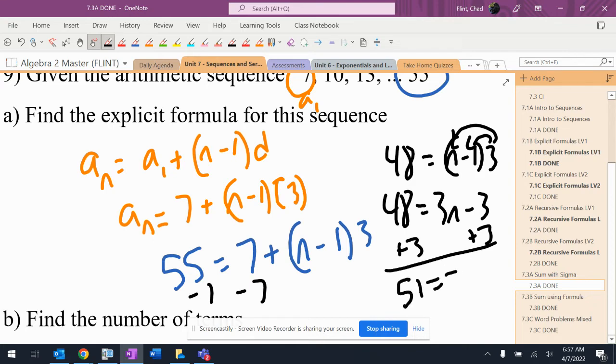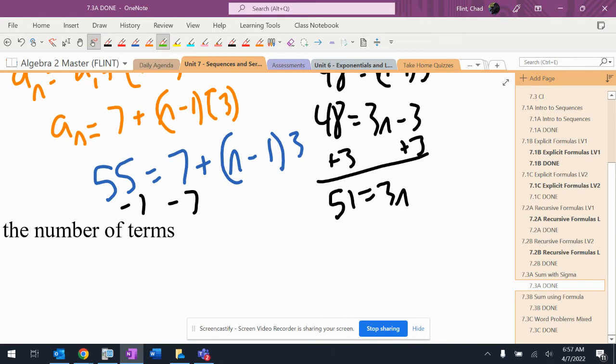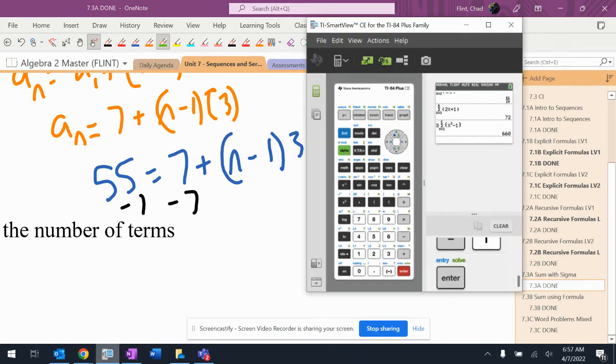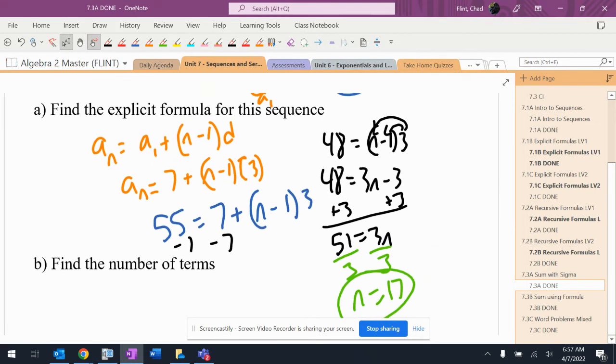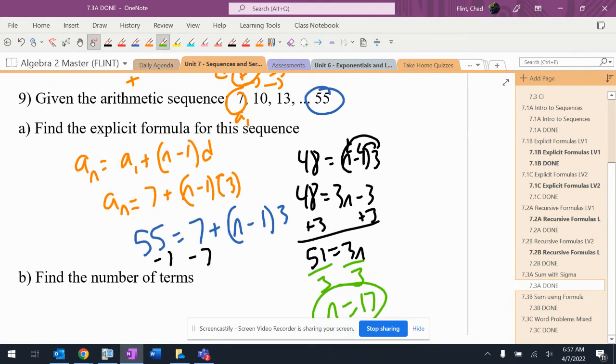51 equals 3n. Sorry, I was doing math in my head there. I thought I had done something wrong. Divided by 3, I think that's 17. So how many terms are there? 17. I'm going to be honest, probably a lot of you wouldn't know to do that.